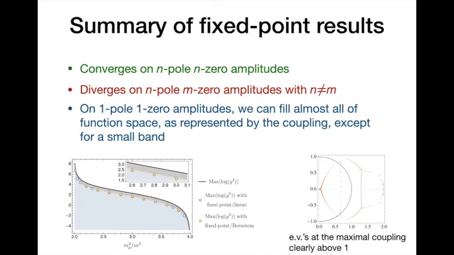Now, if you remember the plot I showed you before, these are our results on top of that plot. We converge to practically all of the function space, apart from a gray band in which the algorithm doesn't converge. Whenever we had n poles, we converged to n-zero amplitudes.